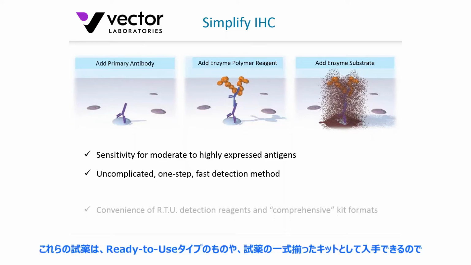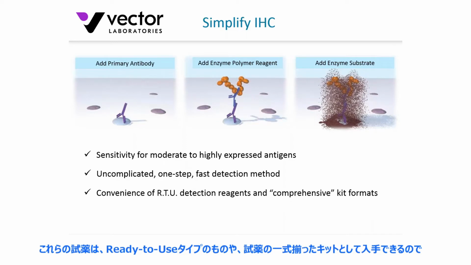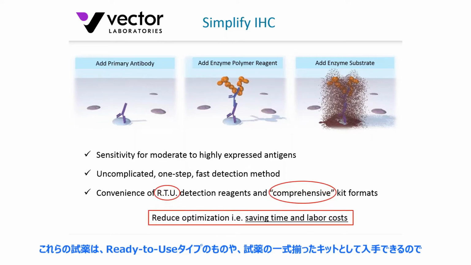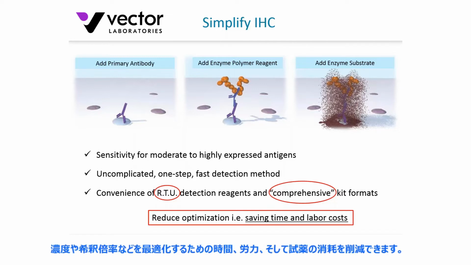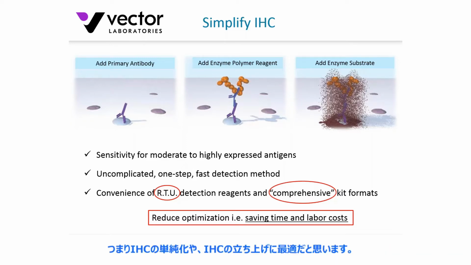And certainly with some of these reagents, you can get them as ready-to-use reagents and also incorporate them as part of a complete or comprehensive kit format. Those 2 points that I'm highlighting, being ready to use and comprehensive kit formats, certainly help substantially to reduce optimization requirements for the end user, saving time and cost, particularly labor costs or hands-on costs, trying to optimize concentrations and dilutions and things like that. So certainly this would be a great segue for those looking to simplify immunohistochemistry, or indeed looking to introduce it into the lab.